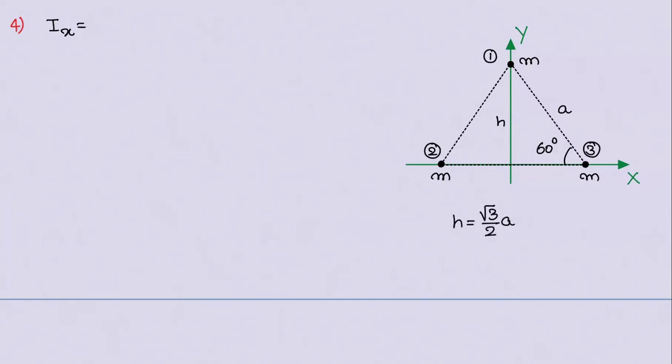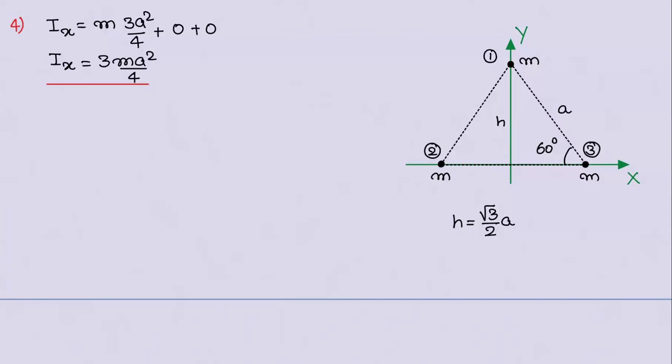And in this case, height h itself is the perpendicular distance for this particle. So moment of inertia about x-axis is equal to m into root 3 by 2a whole square. It will be 3a square by 4, plus, that's for particle 1. What about particle 2? Particle 2 is 0. Particle 3 is also 0. Why? Because they are on the axis, right? So moment of inertia about x-axis is equal to 3ma square by 4. This is the answer. Clear? Good.